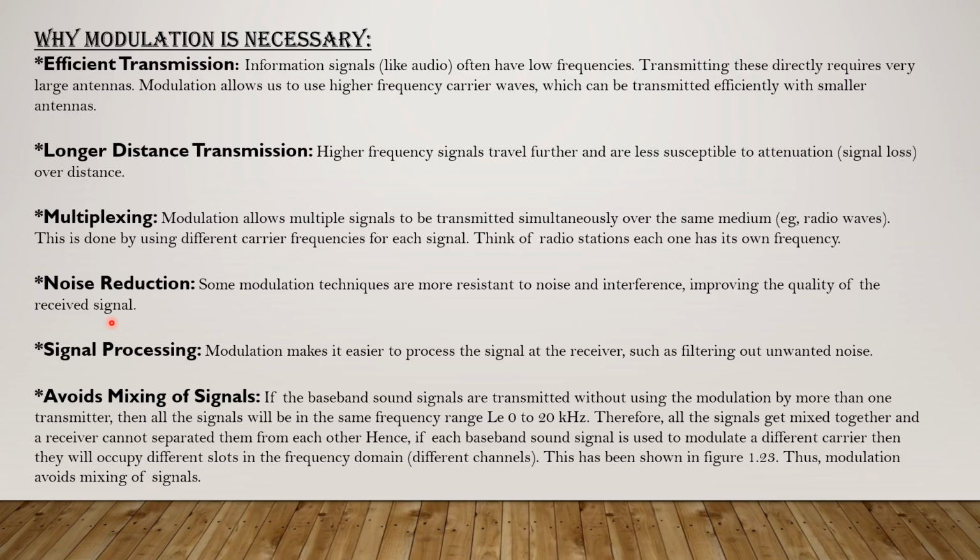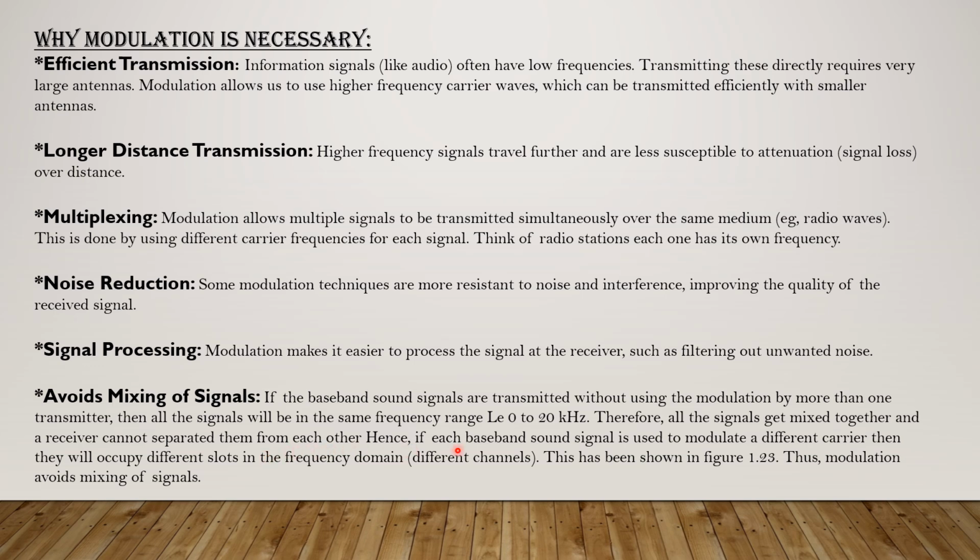Now in the case of signal processing, modulation makes it easier to process the signal at the receiver, such as filtering out unwanted noise, which is quite important in processing the signal. And the final point is avoiding mixing of signals. If the baseband sound signals are transmitted without using modulation by more than one transmitter, then all the signals will be in the same frequency range, 0 to 20 kilohertz. Therefore, all the signals get mixed together and the receiver cannot separate them from each other.